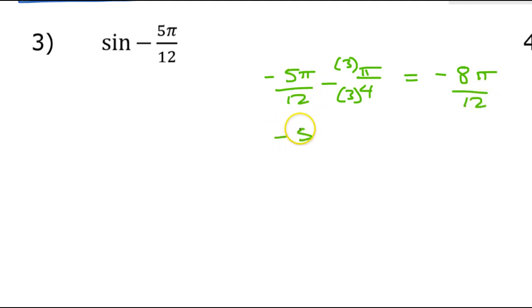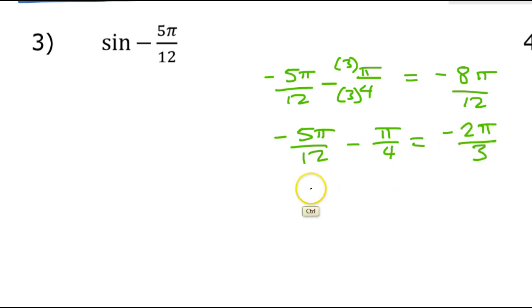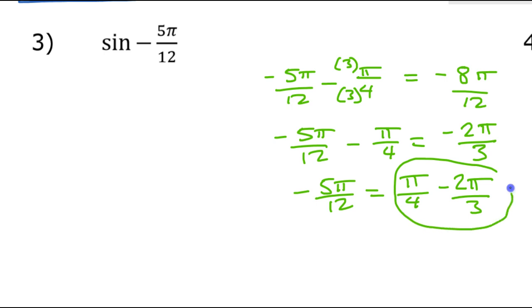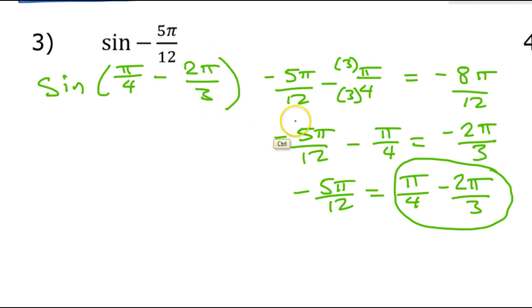Okay, so I've got negative 5 pi over 12 minus pi over 4. I'm just simplifying, so this is going to be negative, dividing both of these by 4, that's going to be 2 pi over 3. Adding pi over 4 to both sides, I have negative 5 pi over 12 is equal to pi over 4 minus 2 pi over 3. So this is the substitution that I can make. So this problem would be the same thing as having the sine of pi over 4 minus 2 pi over 3. I might need this space, so I'm going to go ahead and erase this.